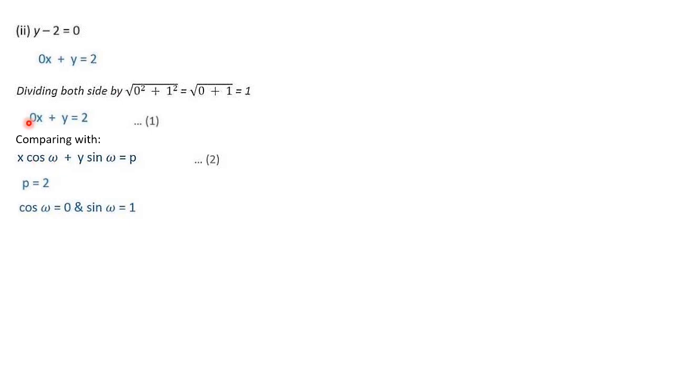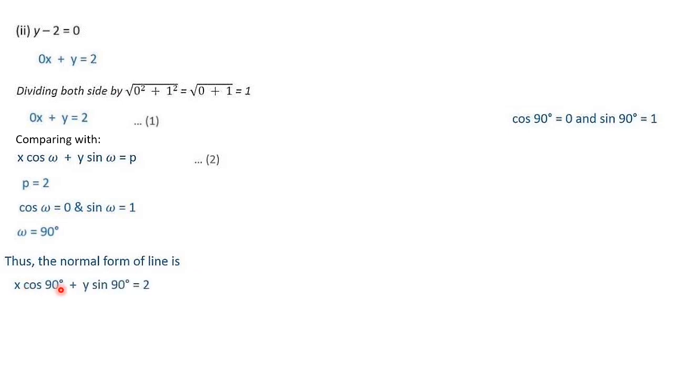Cos omega is equal to 0 here, sin omega is 1. So for a particular value of omega, cos omega is equal to 0, sin omega is equal to 1, means it is 90 degree. When cos 90 is equal to 0 and sin 90 is equal to 1. So the theta or omega value is here 90 degree. So omega is equal to 90 degree. Thus the normal form of the line is x cos 90 plus y sin 90 equal to 0. Sorry, 2.